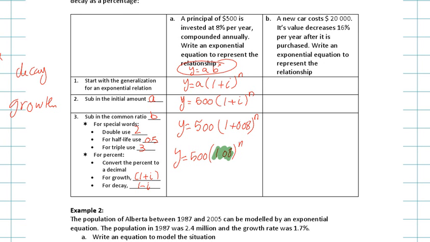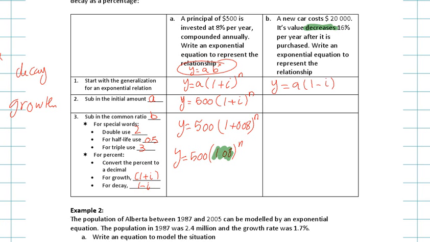Okay, so a new car costs $20,000. Its value decreases 16% per year after it is purchased. Write an exponential equation to represent the relationship. Let's see, y equals a times 1 minus i to the power of n. That's right. What tells you it's a minus? Decreases. So you have to look for these keywords, right? So y equals a times 1 minus i to the power of n.